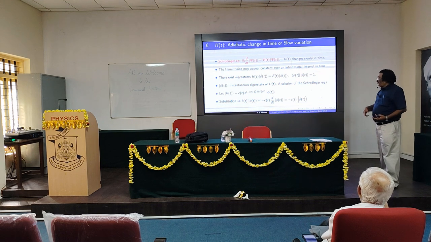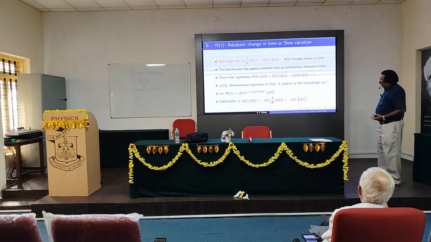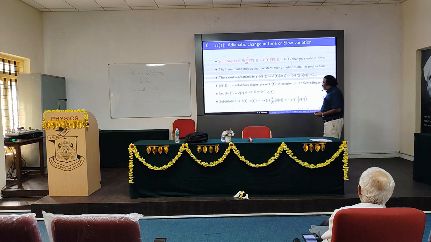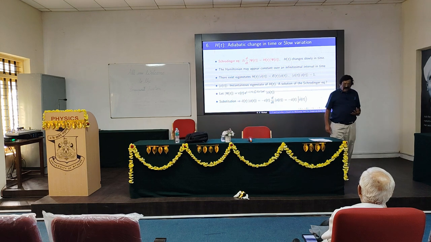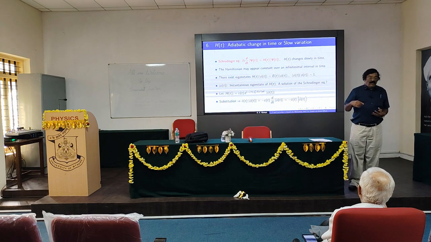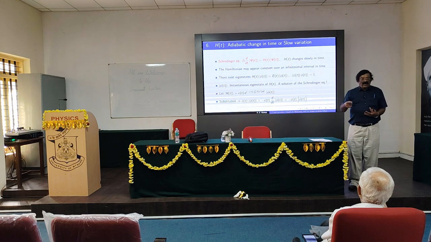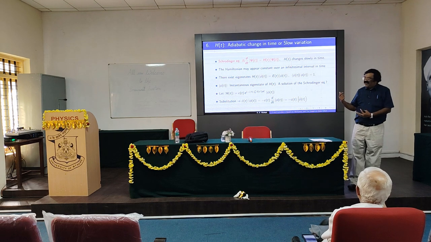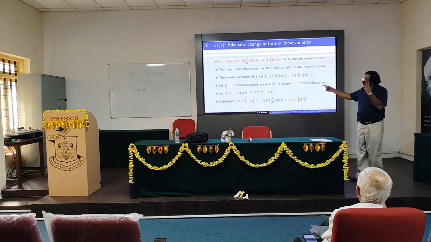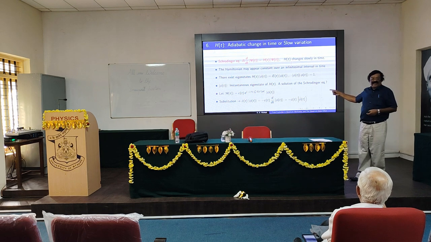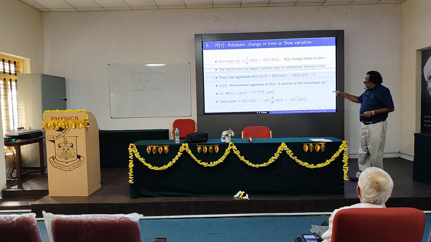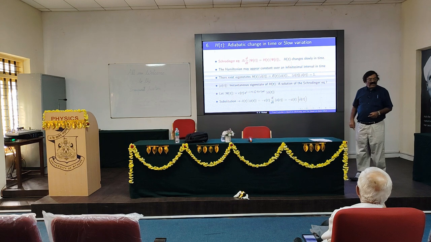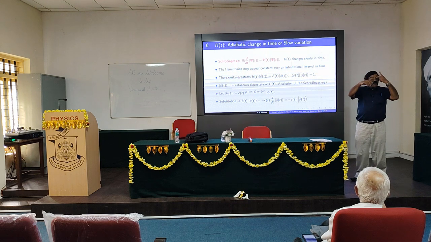So phi of t satisfies normalization. What name shall we give it? Since t is varying, there is phi of t naught also, phi of t1 also, phi of t2 also. At any time there is a phi of t. These are called instantaneous eigenstates of the Hamiltonian. Is it a solution of the Schrodinger equation? That is a different thing.